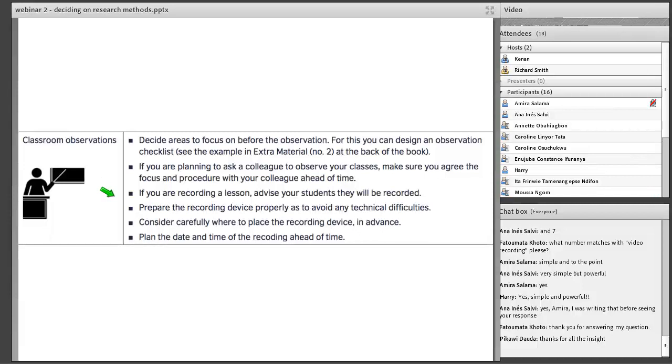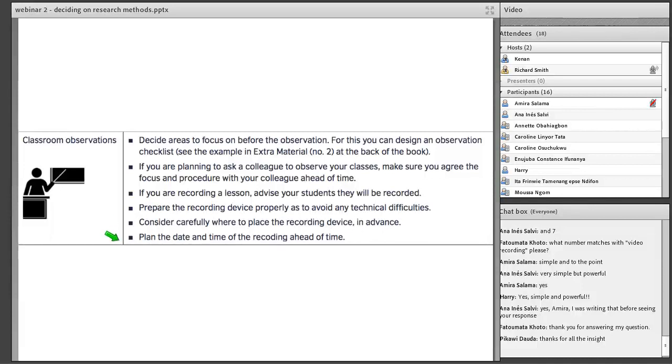In other words, make sure that you agree that colleague knows exactly what you want to focus on in your class. If you're recording a lesson, you must advise the students that they're going to be recorded, and prepare the audio recording properly to make sure there aren't any technical difficulties. Consider where to put it.